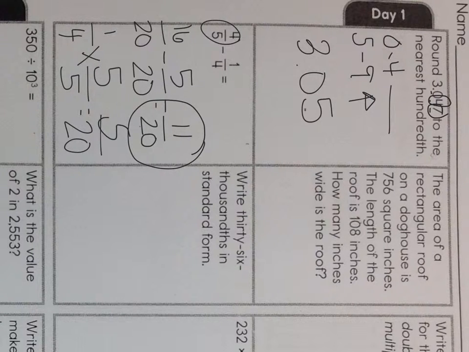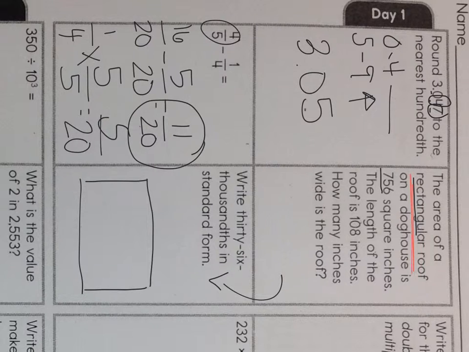The next one is: the area of a rectangular roof on a doghouse is 756 square inches. It's a rectangular roof, so remember that. The length of the roof is 108 inches. How many inches wide is the roof? The first thing you want to do, and I'm going to use this area down here because it's bigger, is draw a picture. So it's a rectangular roof. It says so right up here.